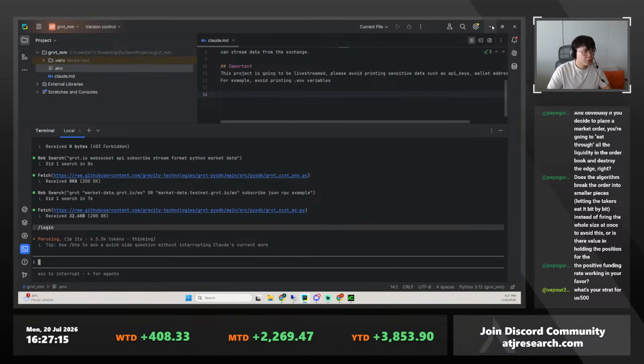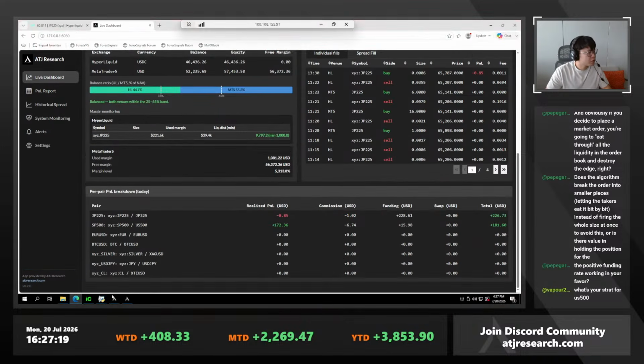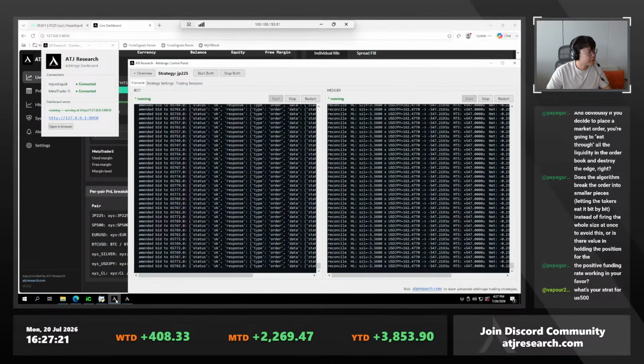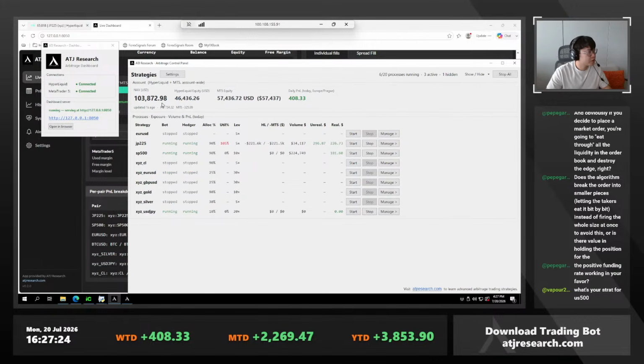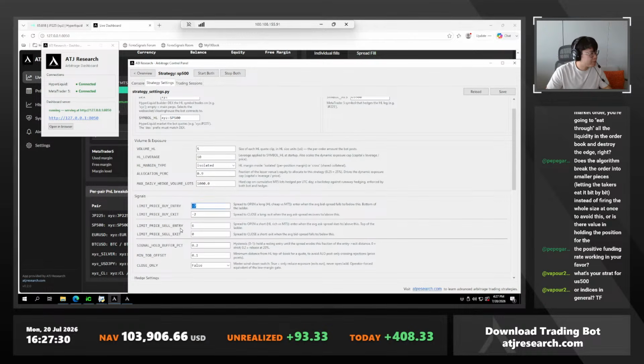What's your strat for US 500? It's actually a very simple one. For US 500, we're just comparing the pricing with MT5. And right now, I buy at -7, exit at -2, and I sell at 6 and exit at 0.